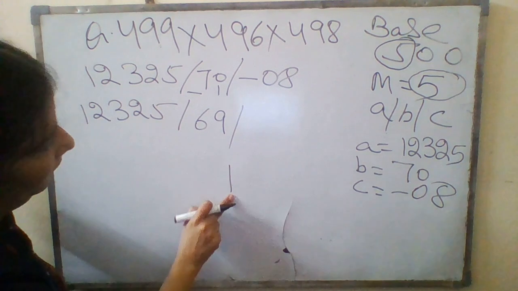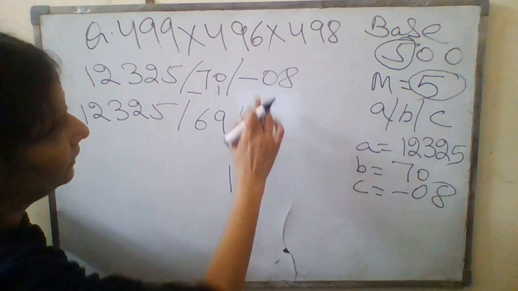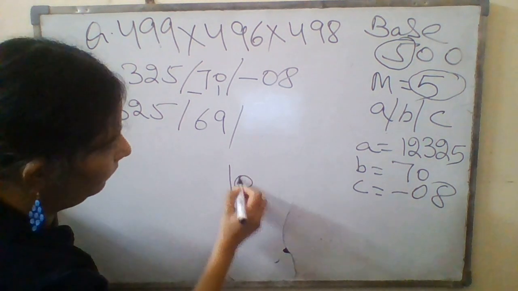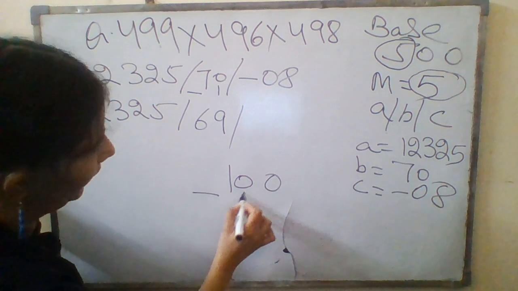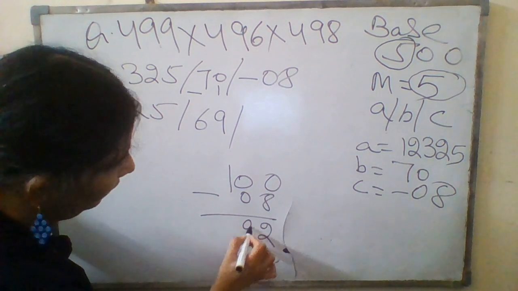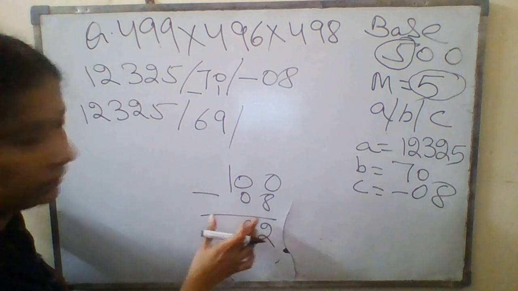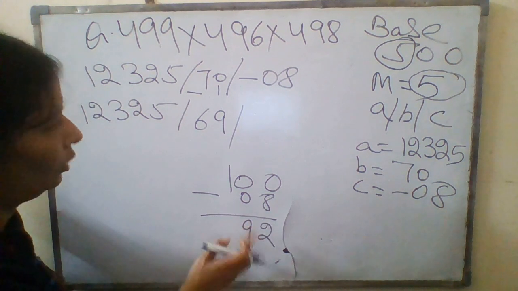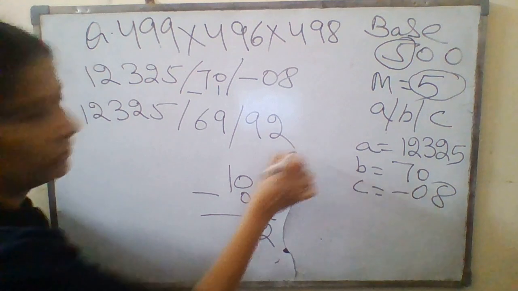Now you see, 1 I have borrowed. So how many terms are here? 2 terms. I will put here 2 zeros. Now minus this. So what will I get here? Because from 100 I have to subtract 8. So I will get here 92.